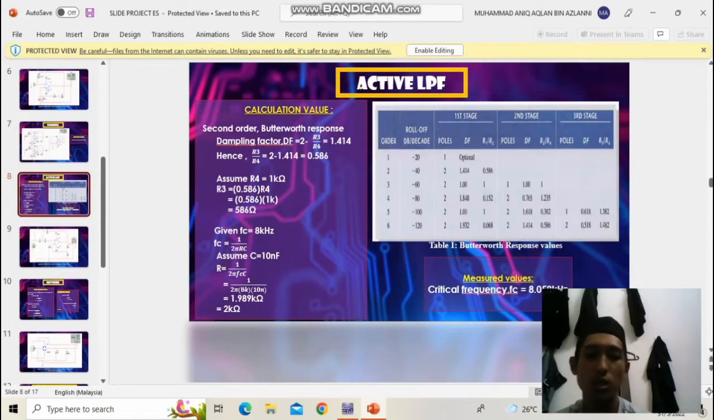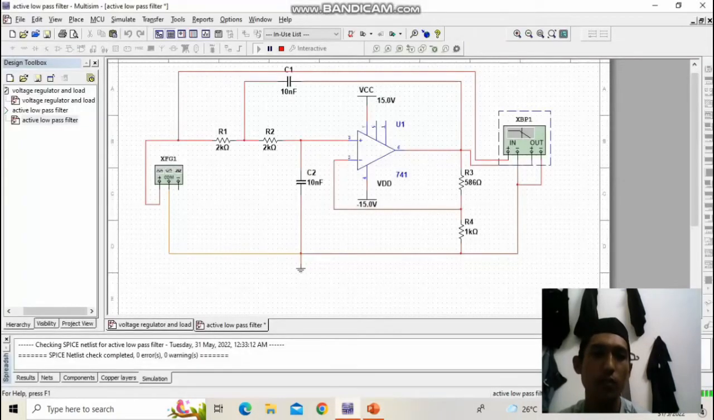So it will be 2 kilo ohm because we round off the value. So 2 kilo ohm is the resistor, so we can see in the circuit 2 kilo ohm is R1 and R2.